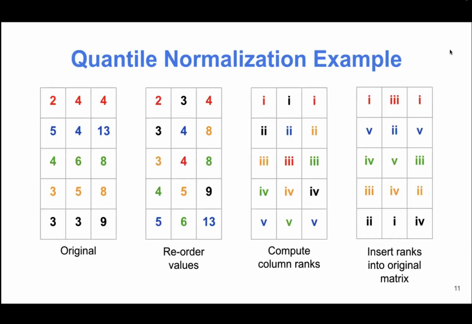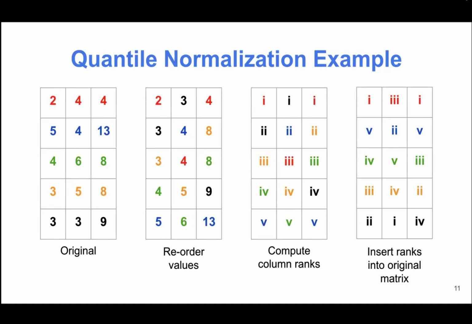So to walk through an example of this, here on our left, we have our original matrix. I've color-coded each row so we can keep track of where these values are as we move them around and do some substitution.